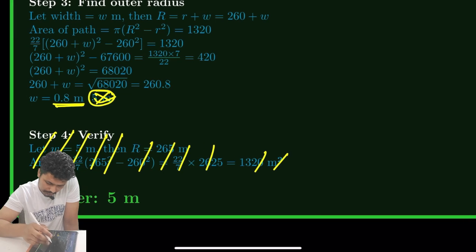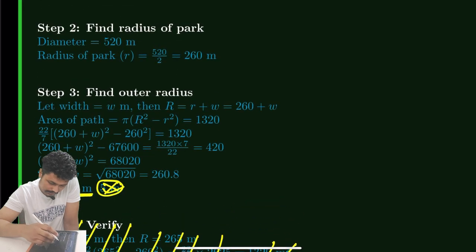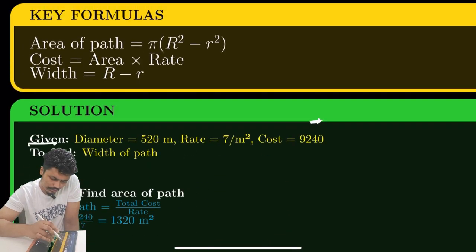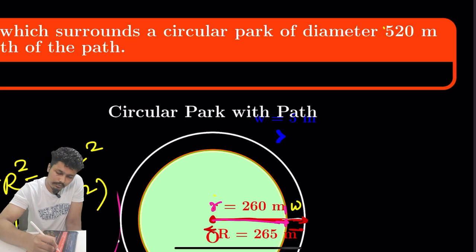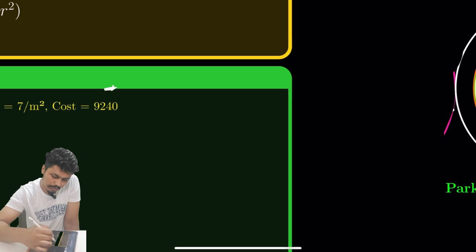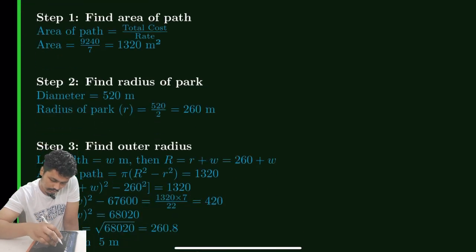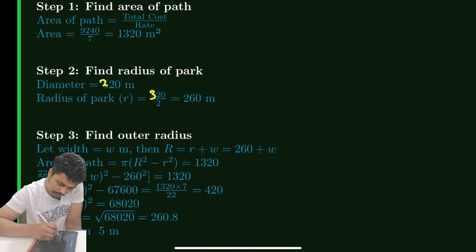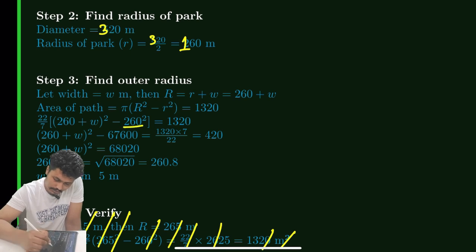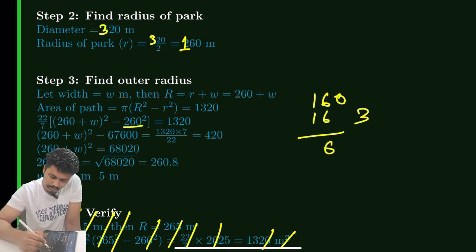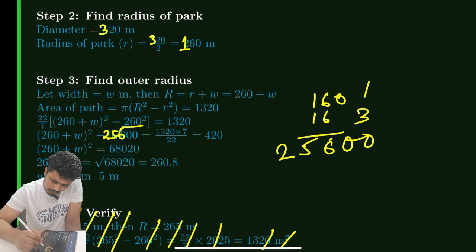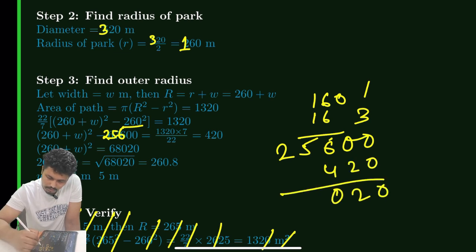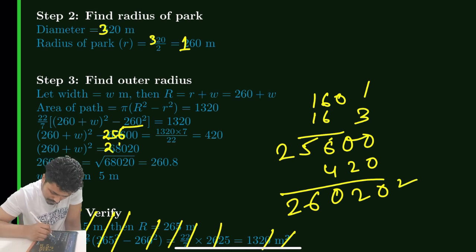I think the problem is in the question itself. I think the question has written the circular park diameter as 520, but it is 320 meter. So let me correct. If it is 320 meter, then everywhere it will be 320, 160. 160 square: 6 6 36, 6 on 6 is 12, 13, 14, 15, 25600. If it goes that side it will be 25600 plus 420, which will be 26020.